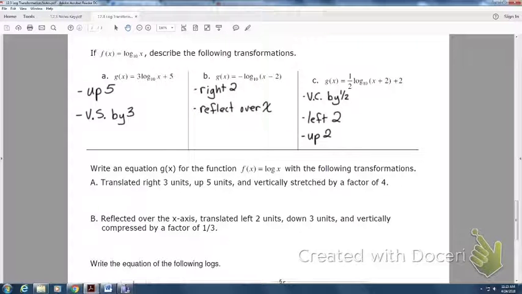Okay. So, going down to this next one. So we're applying these transformations to the common log. Okay. So, Molly, what would that equation be if you applied those three transformations to that equation? No, around the x and the negative 3. Okay. Got it. There we go.